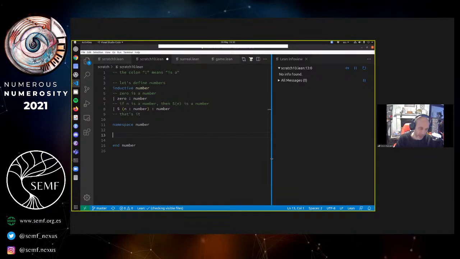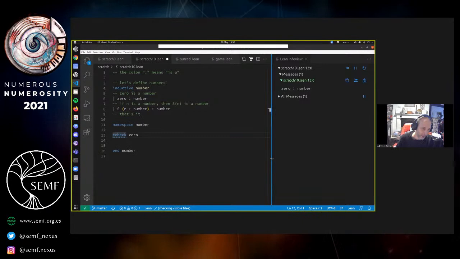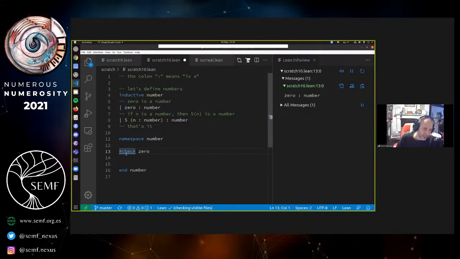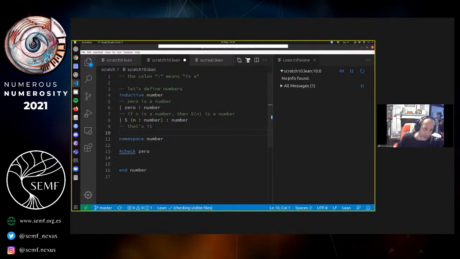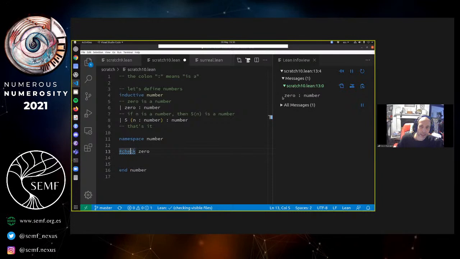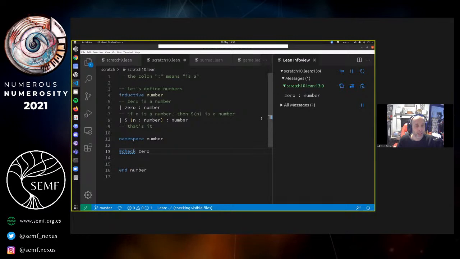Now within this namespace, we can do things like check zero. We type check zero here. I'll make this a bit larger. We can type check zero here, and we get some output. Before there was no output; it said no info found. If we check zero, we get a little message in green saying zero colon number. So this says zero is a number. The check command says, what is zero? And it says zero is a number.